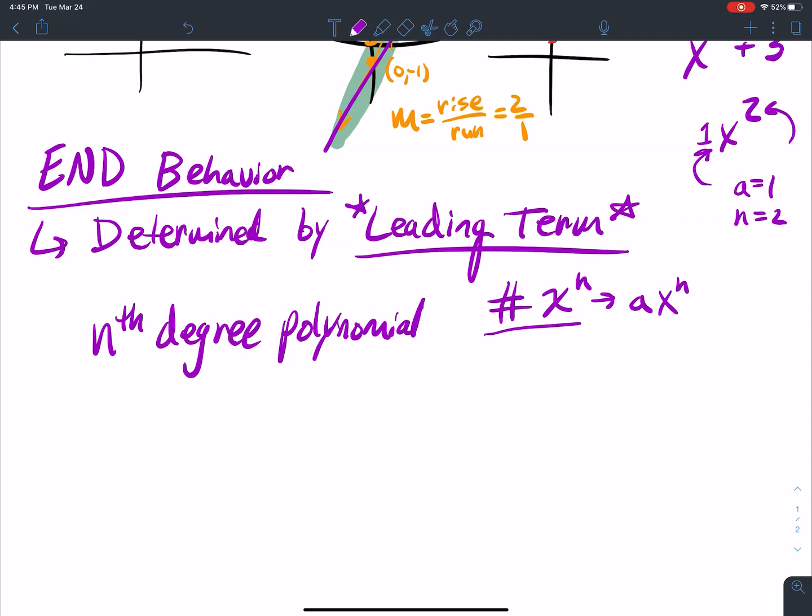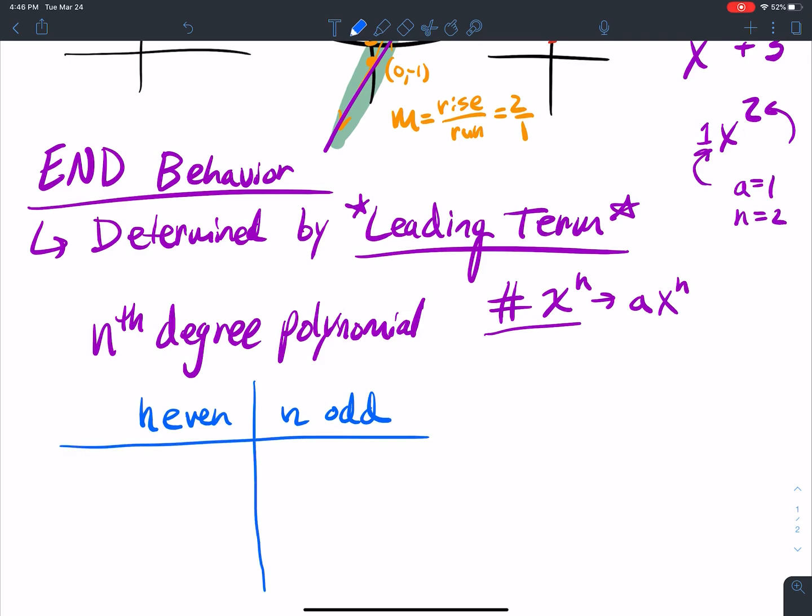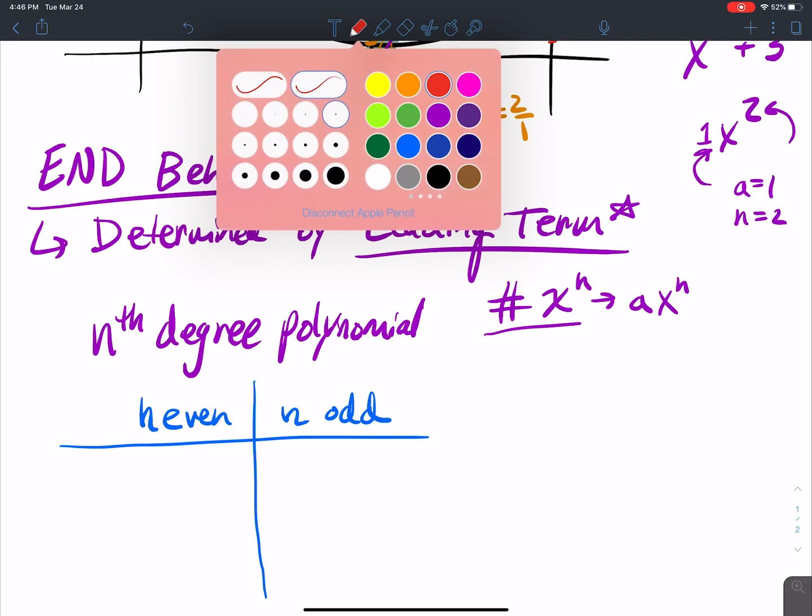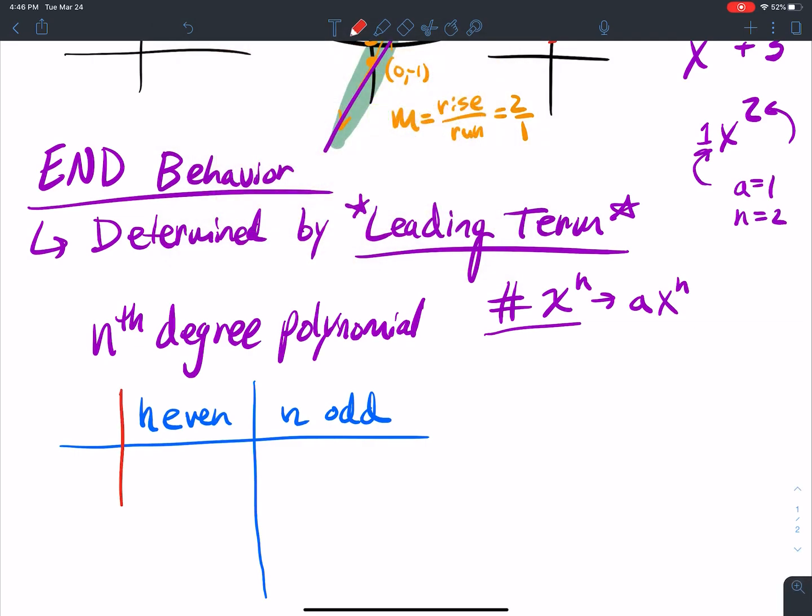4 things. One of the things is this. N can be even or n can be odd. You can either have an even number or you can have an odd number, but you cannot be even and odd at the same time. So we're talking about this right here. So n is an even number or it's an odd number.